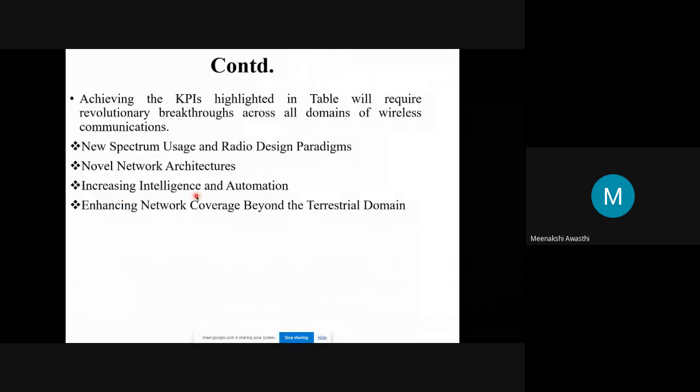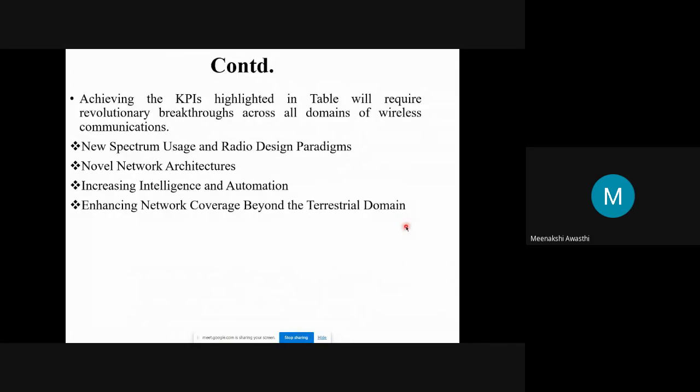Of course, we want to move from Industry 4.0 to Industry 10.0. So definitely your environment, your network, will be much more intelligent as compared to 5G, right? And also there should be a lot of automation involved in 6G. Enhancing network coverage beyond the terrestrial domain is also a very important area of concern in 6G.